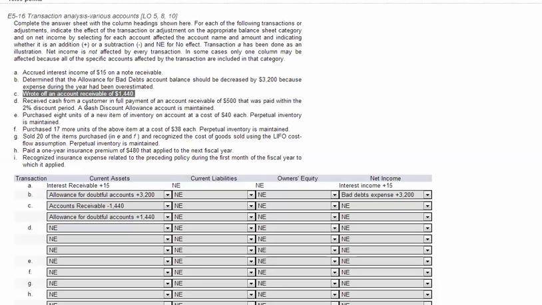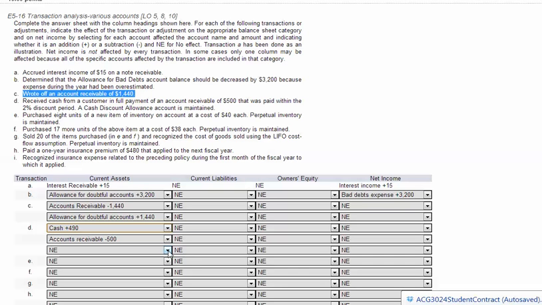Okay, so cash received from a customer in full payment of an accounts receivable of $5,000 that was paid within the 2% discount period. A cash allowance account is maintained. Okay, so customer is paying his accounts receivable. So we need to decrease the accounts receivable. So we will credit that by $500. But they're not going to pay us the entire amount, right? They're not going to pay us $500 because they get to take a 2% discount. I believe that will be a $10 discount. So the cash that we're going to receive is only $490.